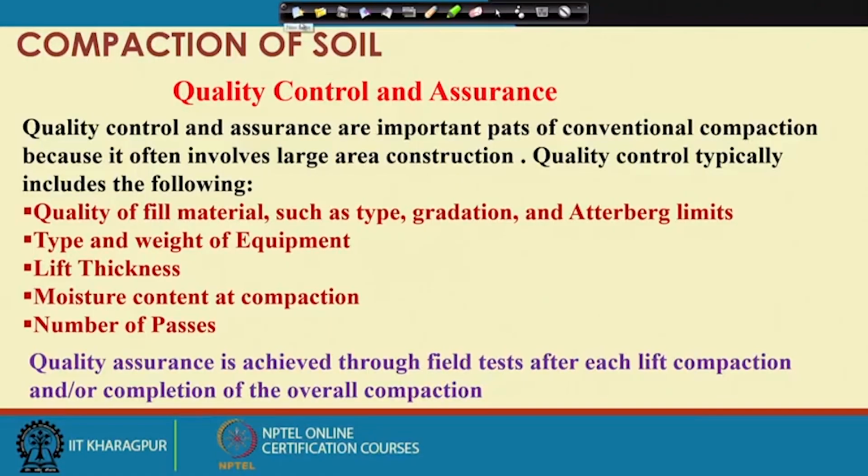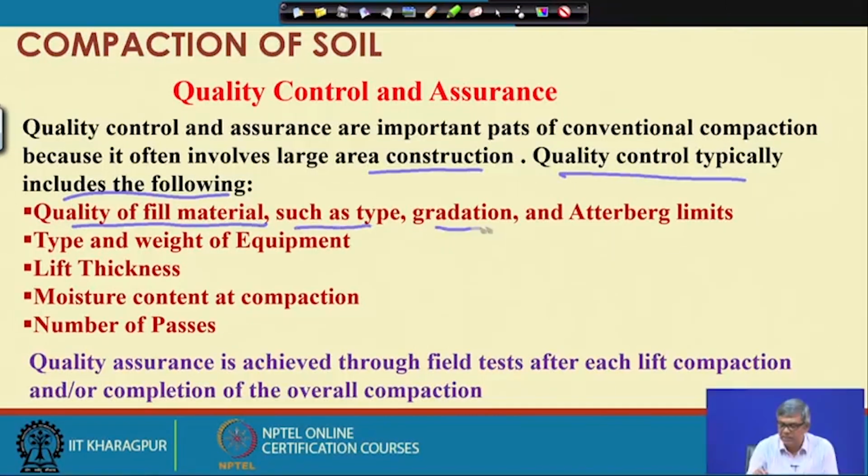So, this type of work is very important for quality control, especially for conventional compaction, because it often involves large area construction. Quality control typically includes the following: quality of field material, whether the right material is chosen, the type, gradation, and Atterberg limits. Suppose you are using a sheepsfoot roller but there is no plasticity, it is sand, or it is sand and only a smooth wheel roller is used, then it will not be correct. So all those things are to be checked.